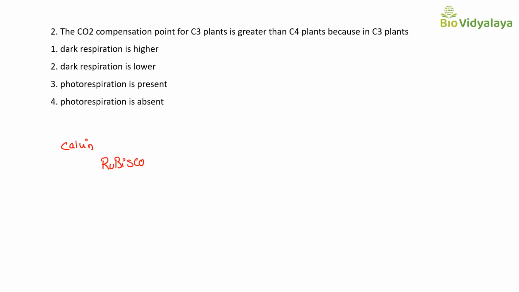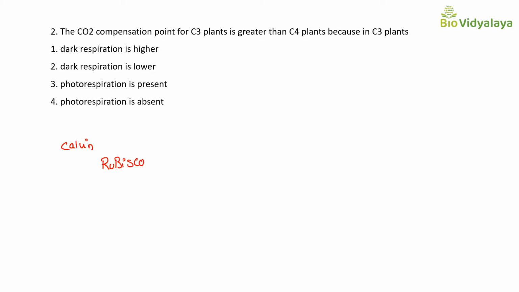But in C4 plants, RuBisCO is present in bundle sheath cells instead of mesophyll cells. In mesophyll cells, phosphoenolpyruvate carboxylase, that means PEP carboxylase, is present, which can fix carbon dioxide. This PEP carboxylase is not able to fix oxygen. So PEP carboxylase will fix carbon dioxide, then oxaloacetic acid will form, then oxaloacetic acid is converted to malic acid, then it will be transported to the bundle sheath cell. In the bundle sheath cell, RuBisCO is present. So in the bundle sheath cell, this malic acid will release carbon dioxide, then RuBisCO will fix this carbon dioxide, and then it will enter into the Calvin cycle.